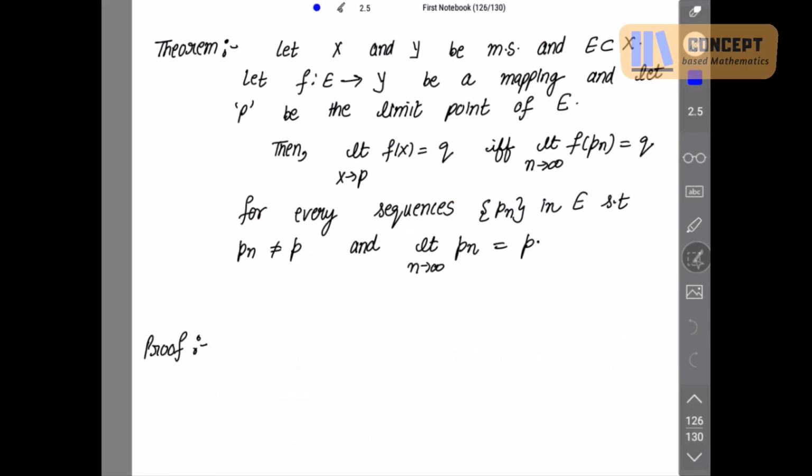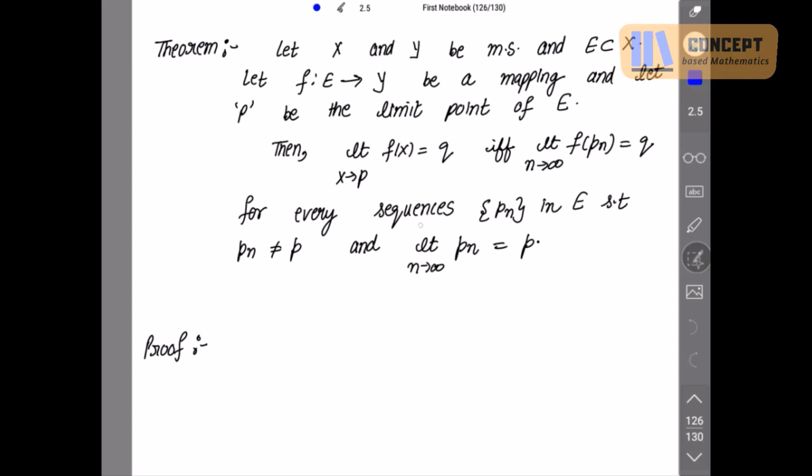This is a very nice theorem. Let X and Y be metric spaces and E is a subset of X. We are having a mapping f from E to Y, and let p be the limit point of E. Then limit x tends to p, f(x) equal to q if and only if limit n tends to infinity f(p_n) equal to q. Now we have to prove both ways.